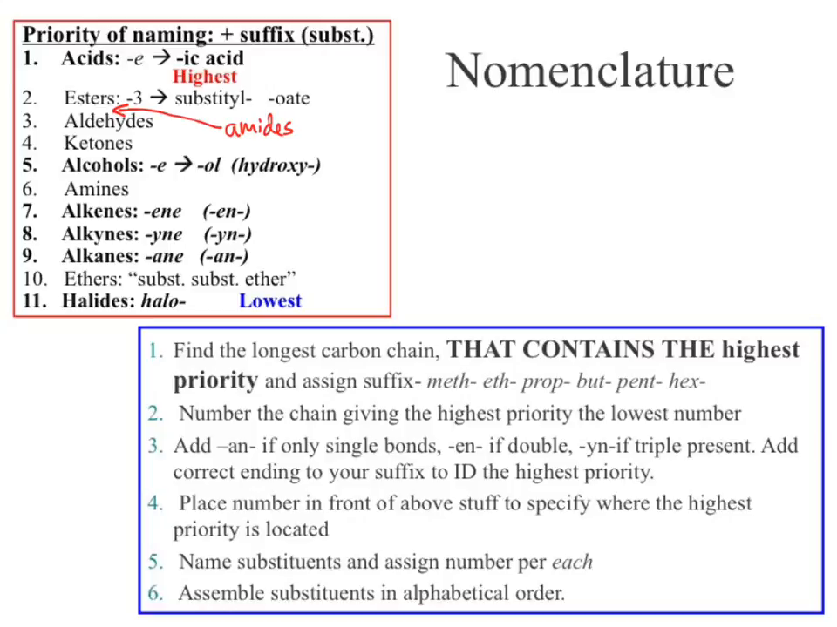Which other ones do we run into? We had amines. Okay? You'll notice none of those functional groups are listed up there. And that's because typically when we encounter them, we aren't really trying to name them. What was the question? Not amines, imines. Yeah.